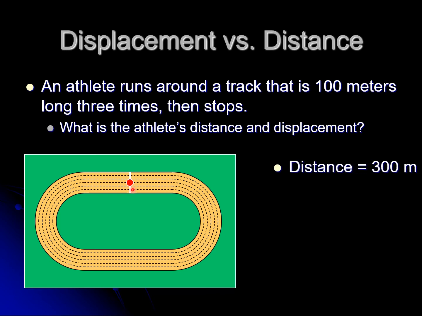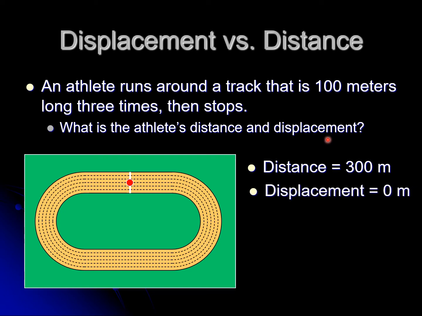Okay, so the answer is 300 meters because the athlete is running 3 times. Each time that he runs, he finishes 100 meters. So 100 meters times 3, you will get 300 meters, right? However, how about the displacement? Okay, the displacement is 0.